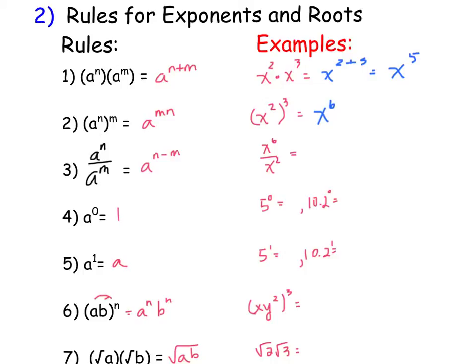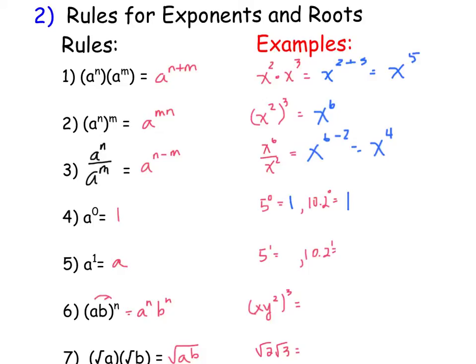So for instance, x to the 6 divided by x to the second would be x to the 6 minus 2, or x to the 4th. All right, the next rule, number 4 here, is when you take anything to the 0 power. That's something you just got to know. Memorize it. If you have your calculator, you can do it, but anything to the 0 is 1. So for instance, looking at 5 to the 0, that's 1. 10.2 to the 0, that's 1 as well.